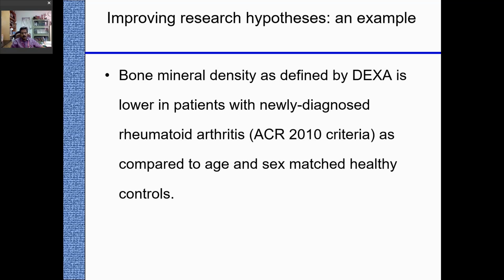So now you are specifying rheumatoid arthritis as newly diagnosed and as per a particular criteria. At the same time, you are specifying the groups in which you will be studying this comparison. It has to be compared in age and sex matched healthy controls. So everything has been specified. So this is a good hypothesis and a good research question. In this case, the research question will be: is bone mineral density as defined by DEXA lower in patients with newly diagnosed rheumatoid arthritis as per ACR 2010 criteria compared to age and sex matched healthy controls?